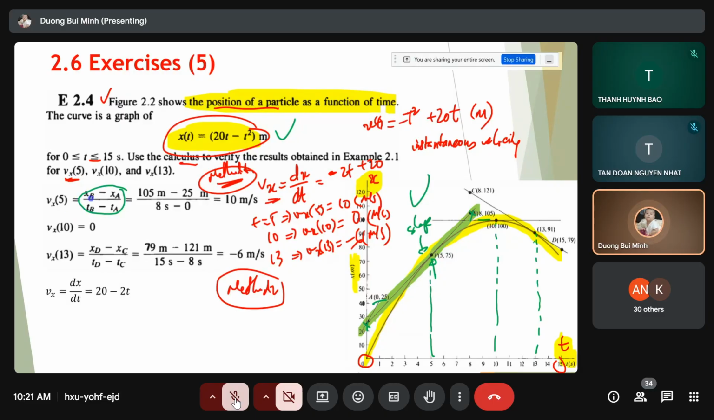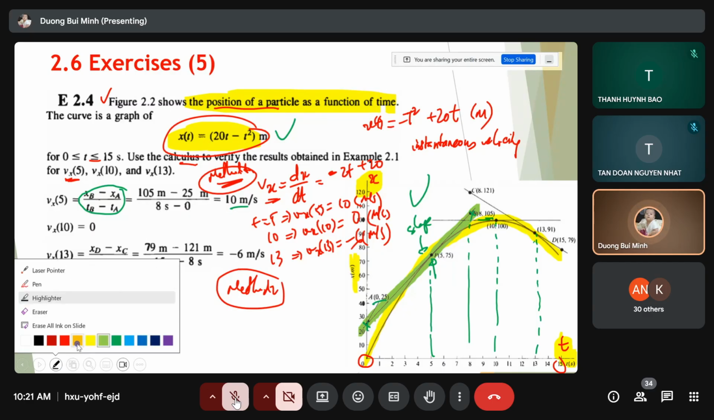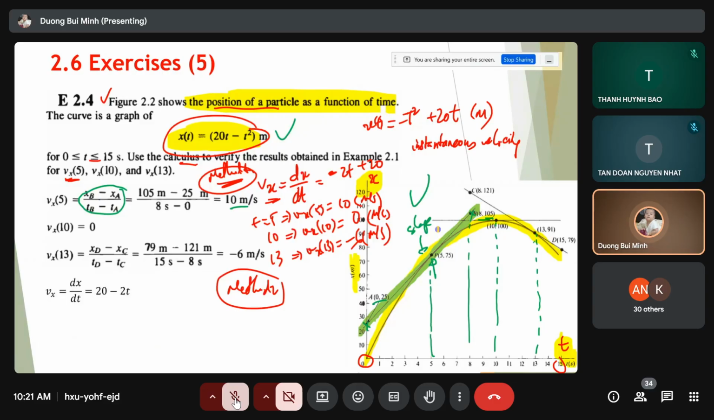Vx is (xb minus xa) over (tb minus ta), so xb is 105 and xa is 25, and tb is 8 and ta is 0. You can get 10 meters per second. Similarly, we have the tangent line here. This one is constant, so the velocity will be 0.